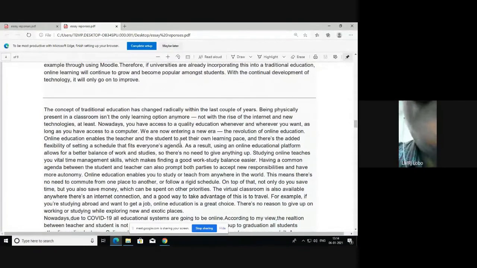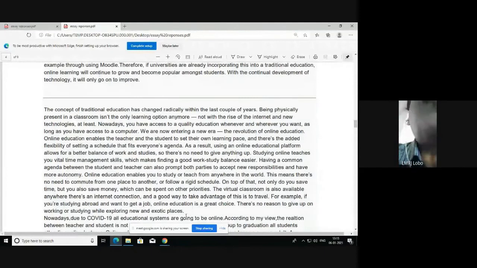Online education enables the teacher and the student to set their own learning pace, and there is an added flexibility of setting a schedule that fits everyone's agenda. As a result, using an online educational platform allows for a better balance of work and studies. So there is no need to give anything up. Very good essay, very good ideas.